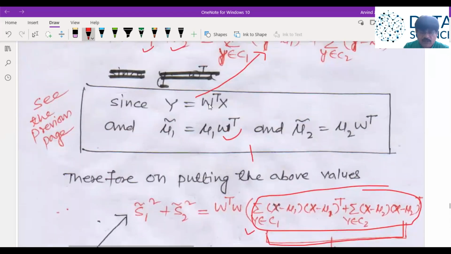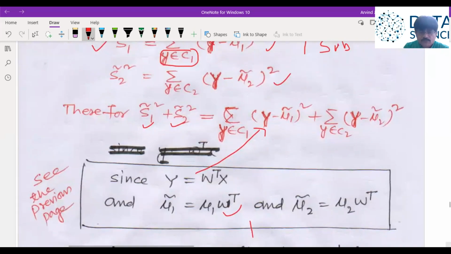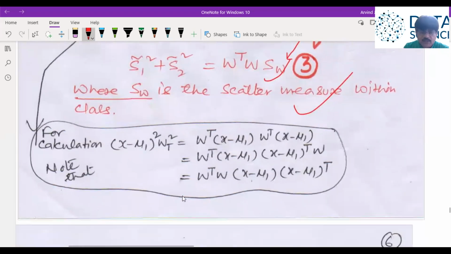And I have given you some kind of calculation over here. As you put the value of Y as W transpose X here, and mu1 as W transpose mu1, it will be a whole square, and you can calculate it by this method. This is the method: (W transpose (X minus mu1)) whole square. This is W transpose (X minus mu1), divided into two parts. Then write it in transpose way.